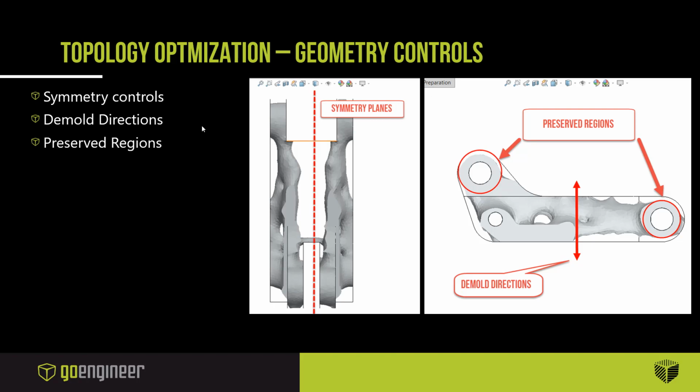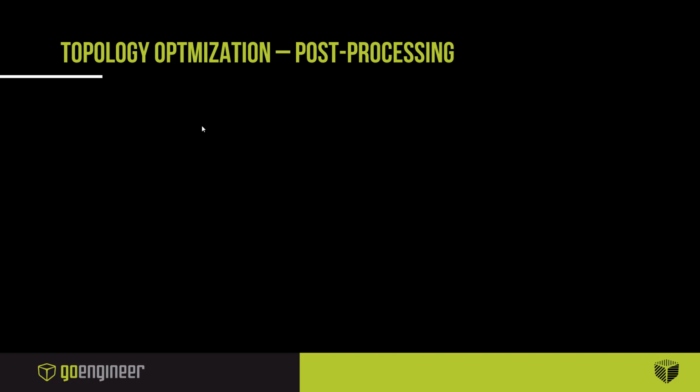We can also specify what are known as preserved regions. As it removes material from our part, we can specify a minimum amount of material it will leave in certain areas of the part. That way we have enough material there, for example, for other features that we might want to machine in later, such as threads. And finally, we have minimum thickness conditions as well that we can assign so that whatever structures it does create, it doesn't make anything too small or too thin.